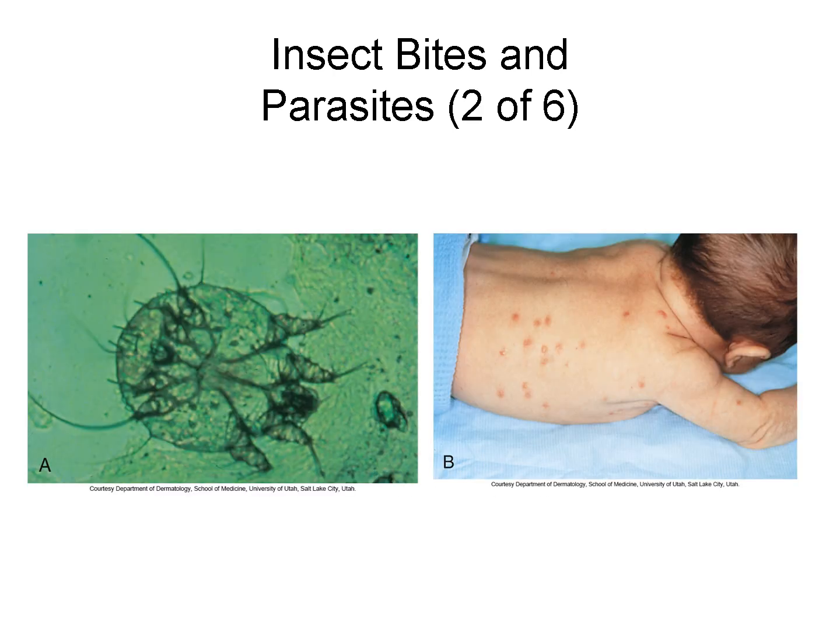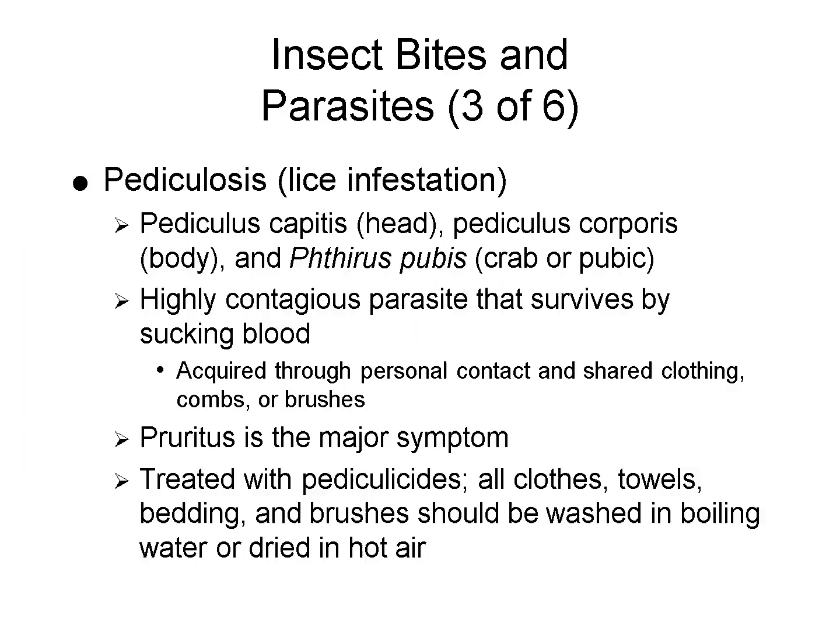This image shows classic scabies lesions, small, inflamed burrows often found between fingers or on wrists. Treatment includes topical scabicides and washing all linens and clothing in hot water. Treating close contacts is also essential to prevent reinfestation.